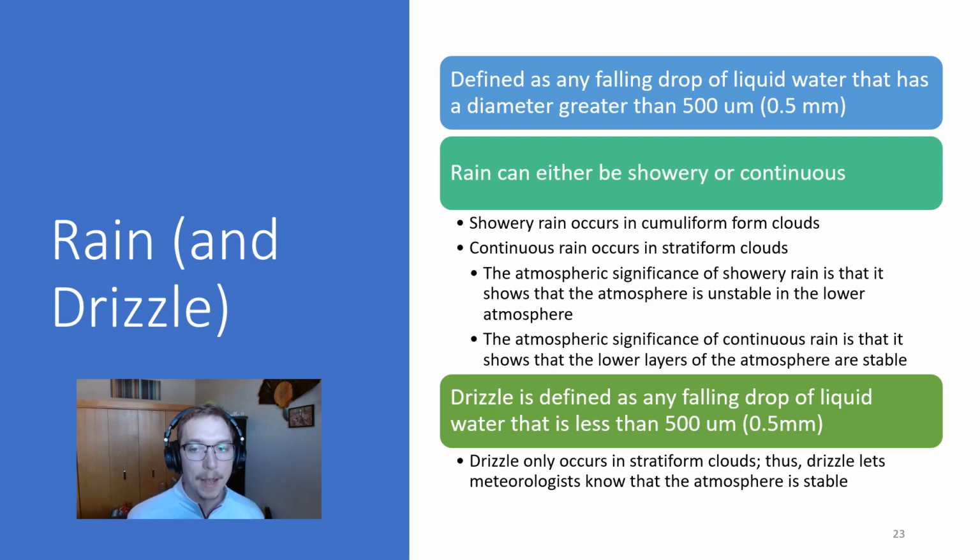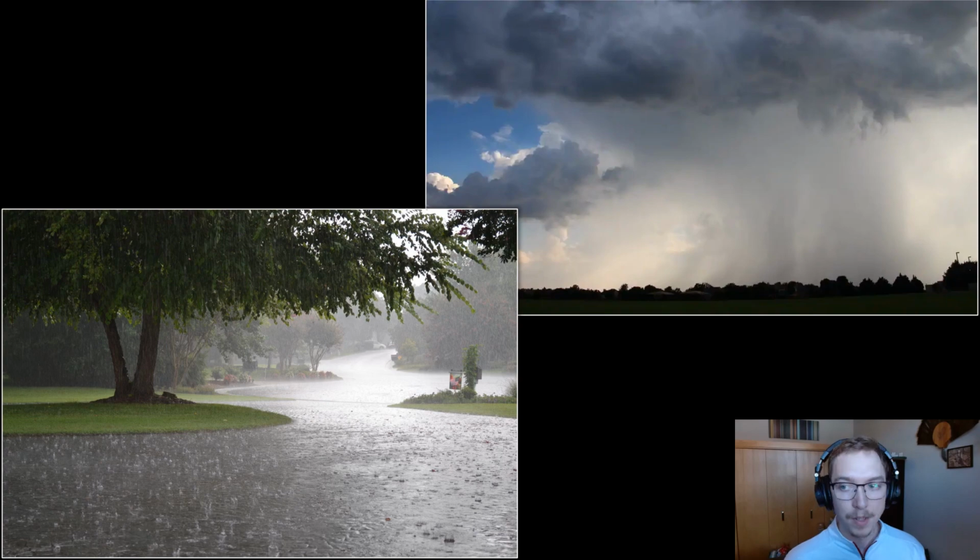The atmospheric significance of showery rain is that it shows that the atmosphere is unstable in the lower atmosphere. Continuous rain shows that the lower layers of the atmosphere are stable. So showery rain, think cumuliform clouds or cumulus clouds, think instability. Stable, longer term rain, think stratiform clouds, think atmospheric stability. Drizzle is defined as any falling drop of liquid water that is less than half a millimeter. Drizzle only occurs in stratiform clouds, and it lets meteorologists know that the atmosphere is stable. You can see some examples of that here.